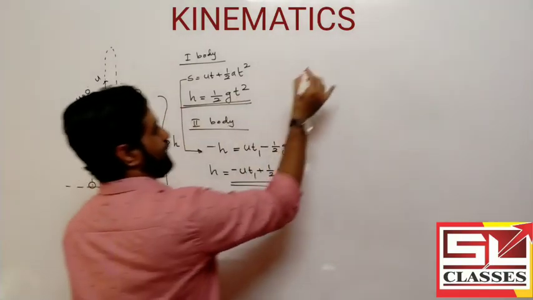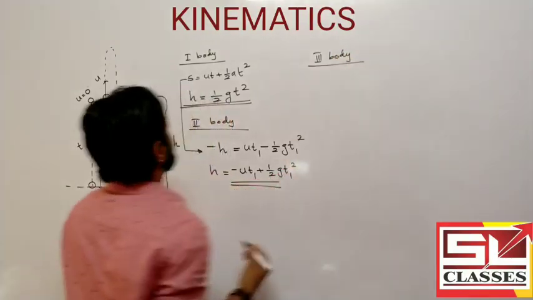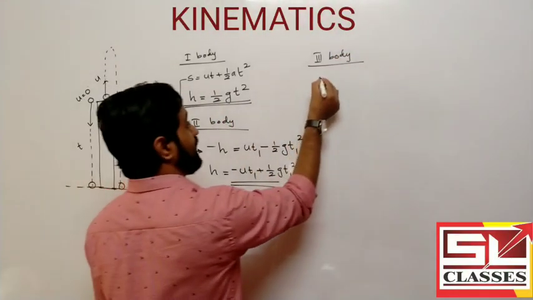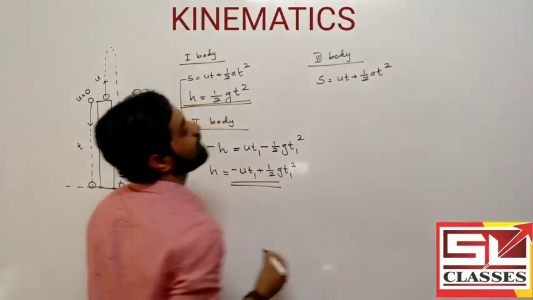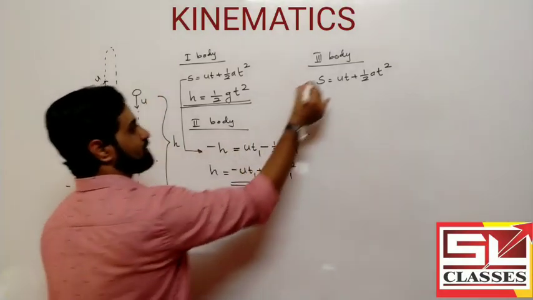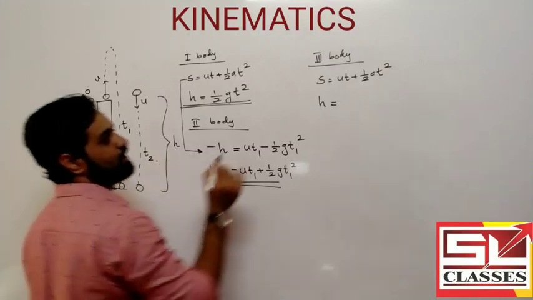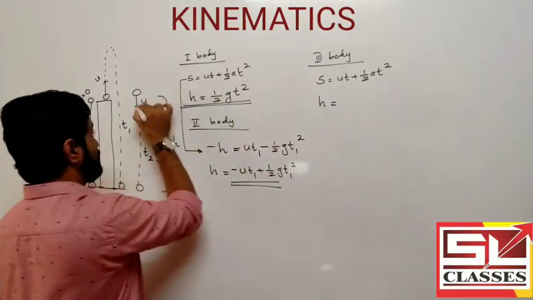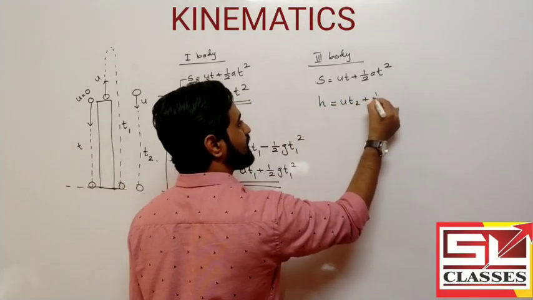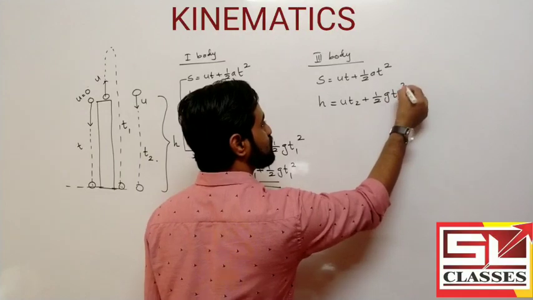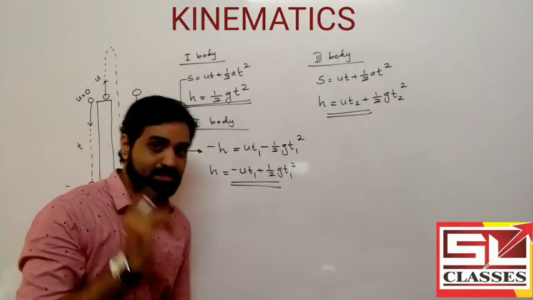Now consider the third body, body number 3. That body is thrown downward. So we can write again the equation s equal to ut plus half at square. Only downward motion, so the total displacement is h only. From this point to this point, displacement is h, equal to u, the velocity is u and the time is given t2. So u t2 plus half g t2 square. Thus, we got 3 equations for h.